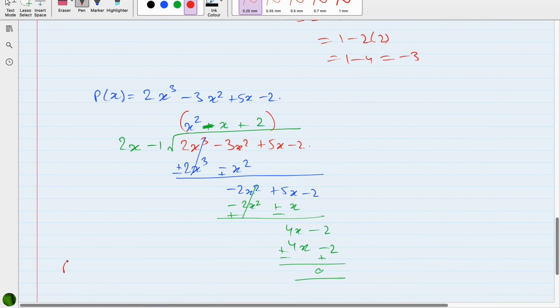So basically the polynomial is now equal to 2x minus 1 times x square minus x plus 2. And finally this polynomial has a linear and a quadratic factor, and that is your answer. x square minus x plus 2.